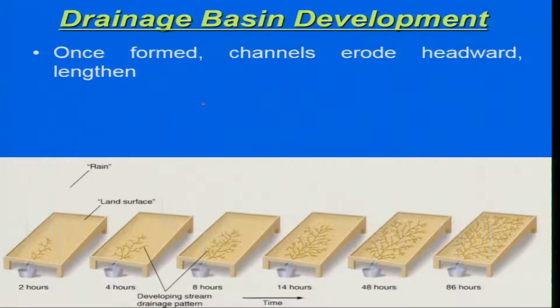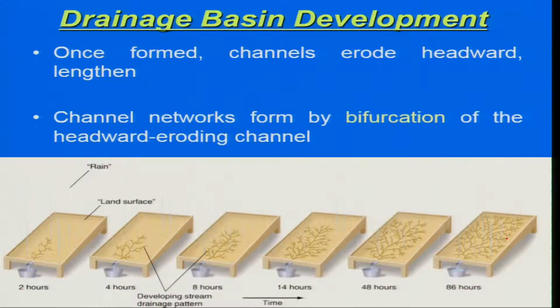Now, usually what has been seen is that if you have a slope and precipitation, and you keep the precipitation constant, there is an experiment which shows how the drainage basin grows. The drainage basin will grow towards the headward side. You have this fixed point here, but the drainage basin has eventually formed on the upstream side, that is what we call the headward areas. So, the channel network forms by bifurcation of headward eroding channels.